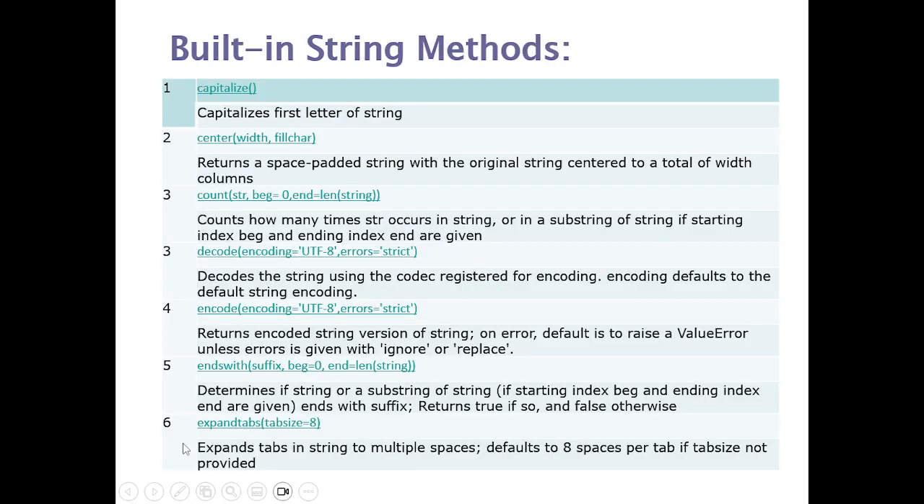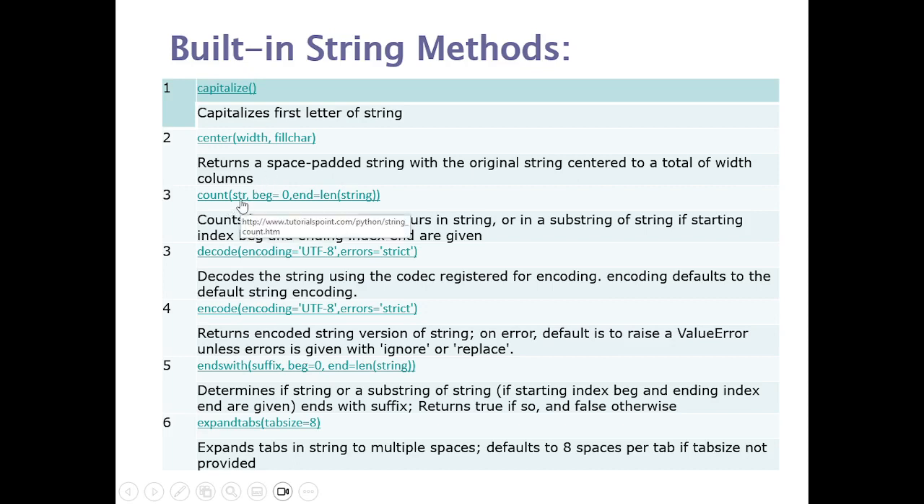Built-in string methods. First is capitalize. These methods or functions are built in, given by the Python interpreter. Once you call capitalize, it will capitalize the first letter of the string. Then center, with the parameters width and fillchar. It returns a space-padded string with the original string centered to a total of width columns.